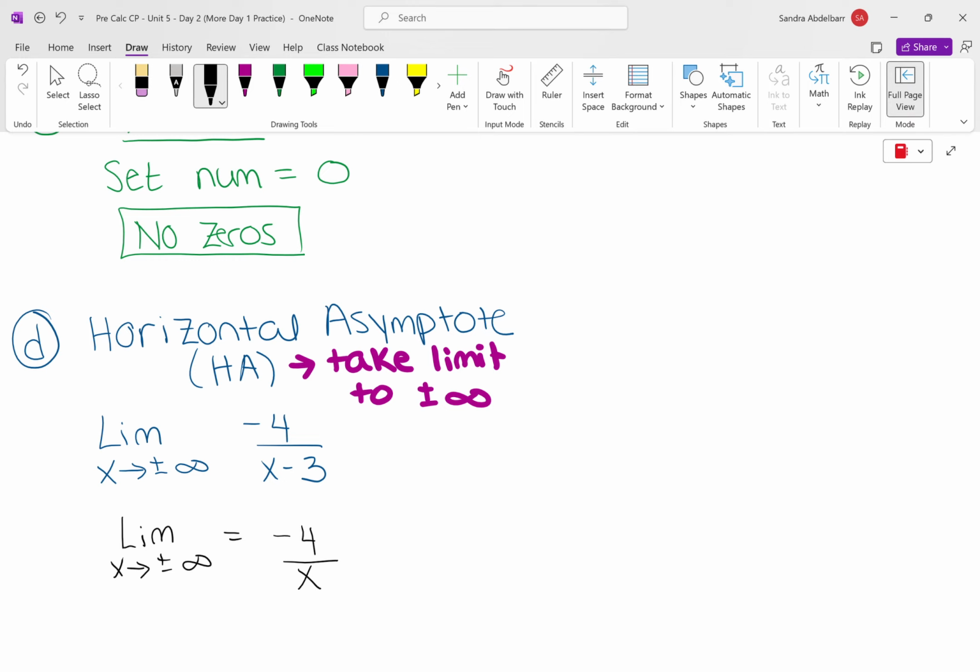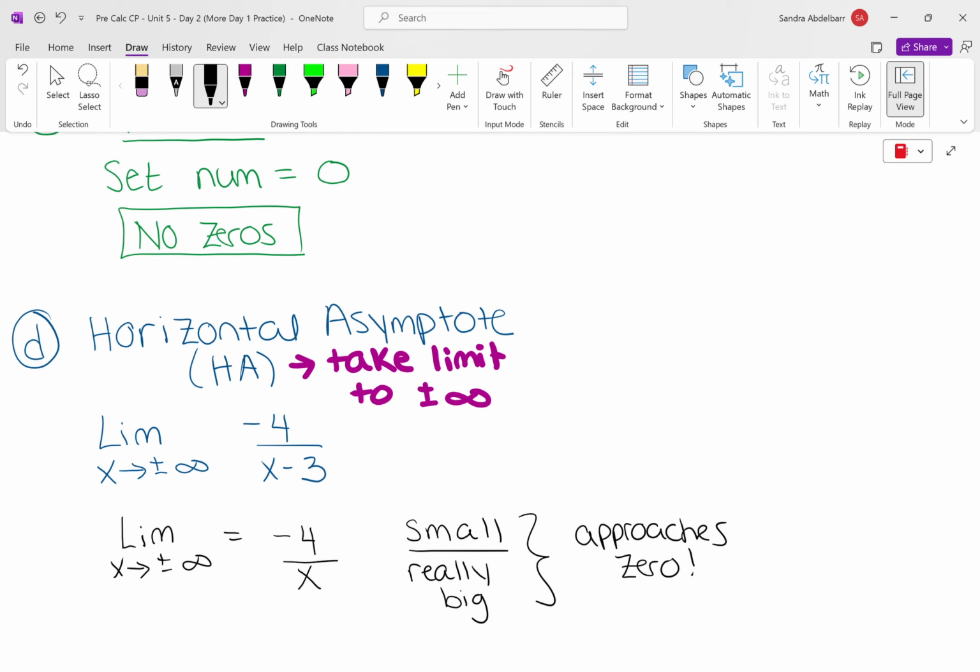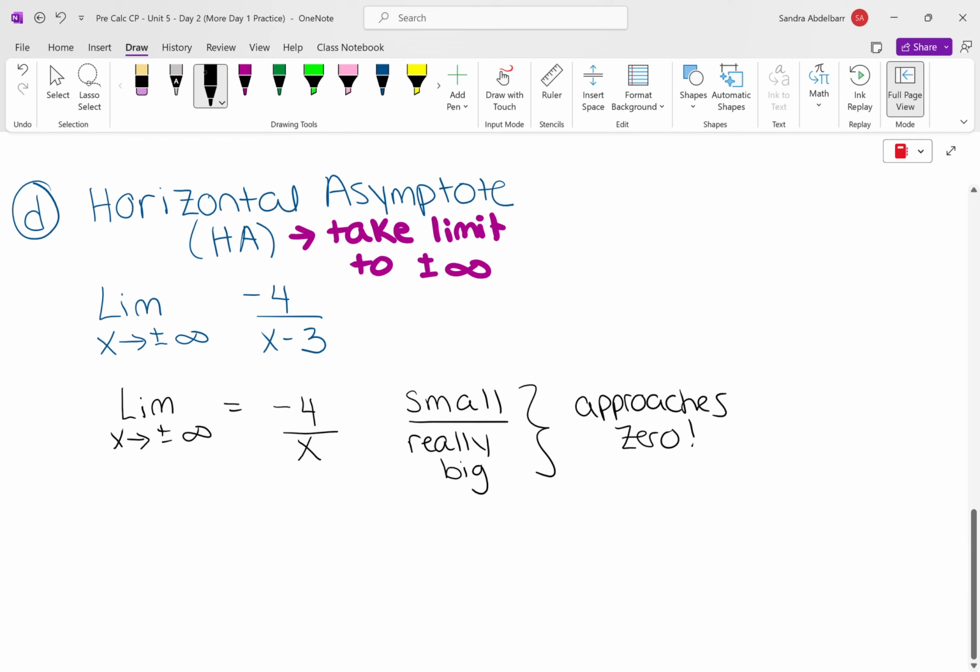And what is x approaching? Infinity. So when you have a small number divided by something really big, what's that going to be? Not infinity, no. Something small divided by something really big. 0. Small divided by really big approaches 0. So we are going to have a horizontal asymptote at y equals 0.